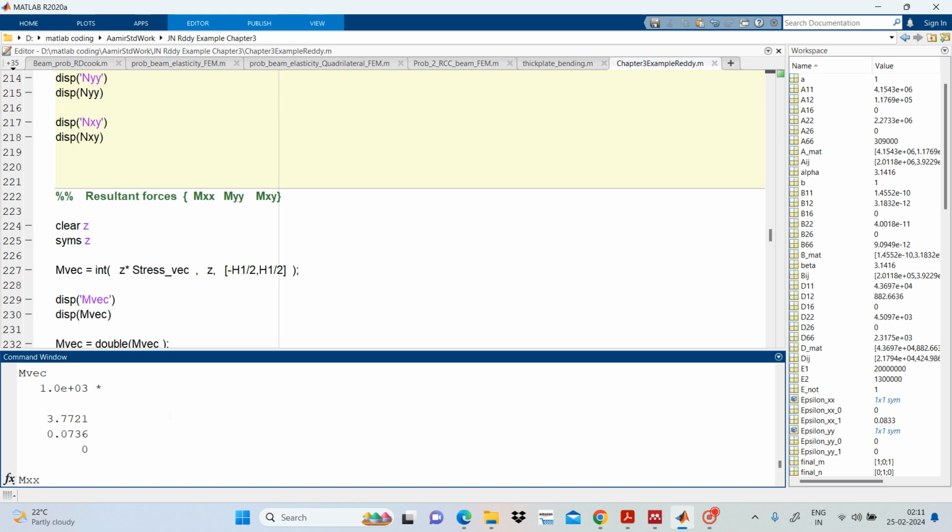We are having mxx, myy, and mxy is 0 because the sequence is 0, 90, 0. So that would be the value. And because there is no axial strain, no axial resultant forces would develop. So we have seen this example. We will close here. Thank you.